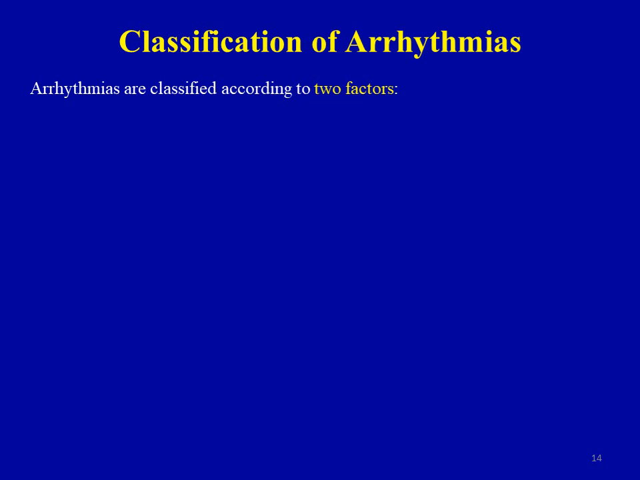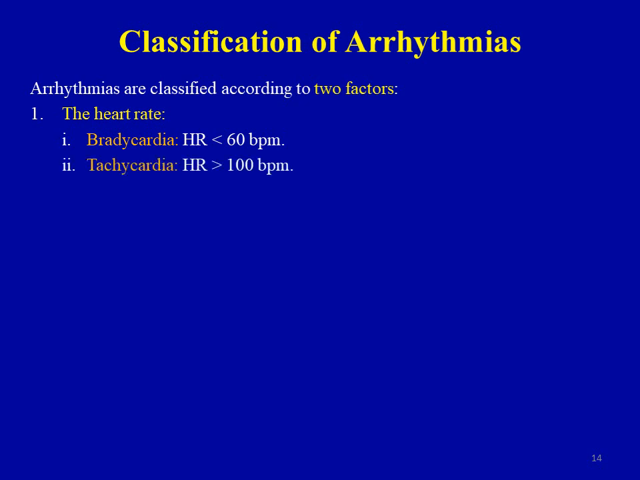How do we classify arrhythmias? Arrhythmias are classified according to two factors. One of them is the heart rate during arrhythmia, and the other one is the location, the site of origin of the arrhythmia. So the heart rate: bradycardias or bradyarrhythmias, where the heart rate is less than 60 beats per minute or less than 50 beats per minute at night during sleep. Tachycardias or tachyarrhythmias, where the heart rate is more than 100 beats per minute.